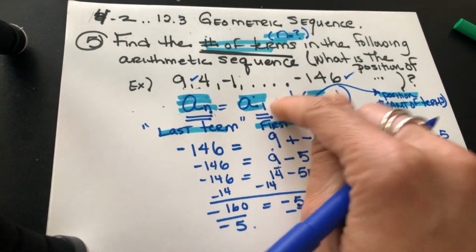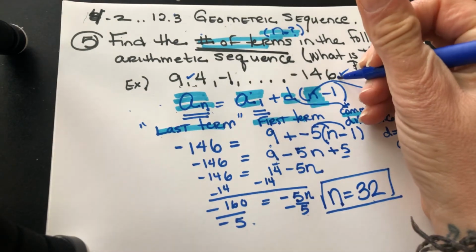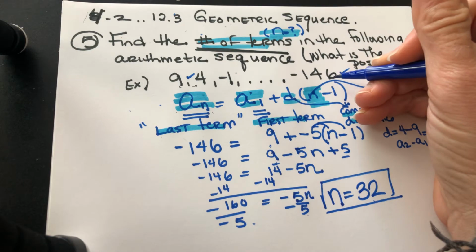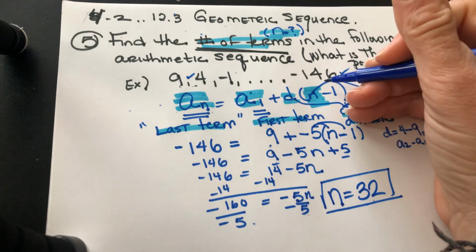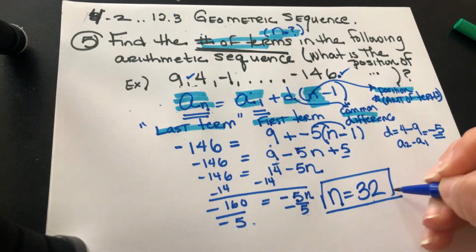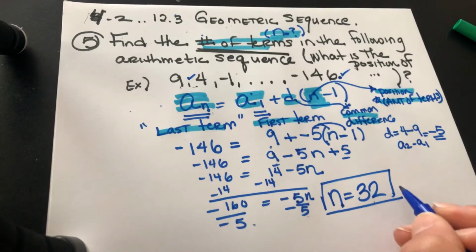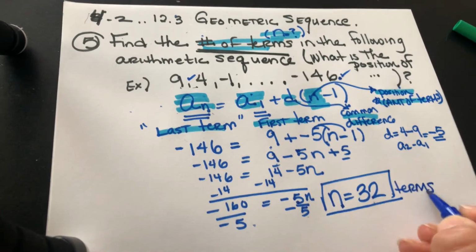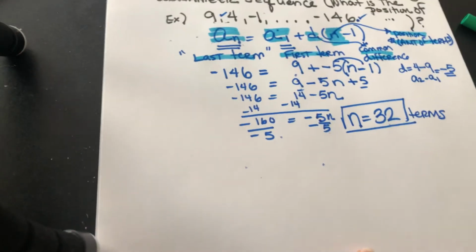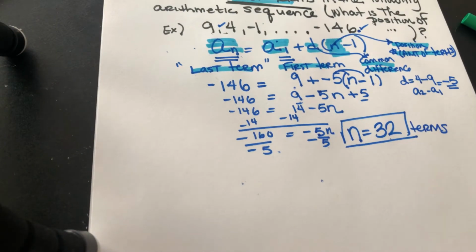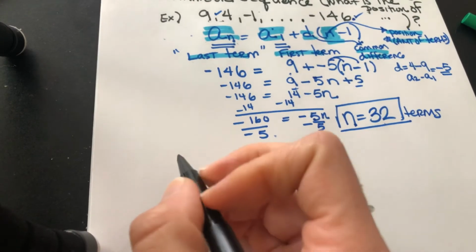Again, since this sequence, think of this as like a period here. Since this sequence has ended, it means this was the last term. So how many terms are there? 32 terms. 32 terms are in this sequence. Okay, let me just show you one more. Again, this is going to be very helpful when we start to learn something called series.